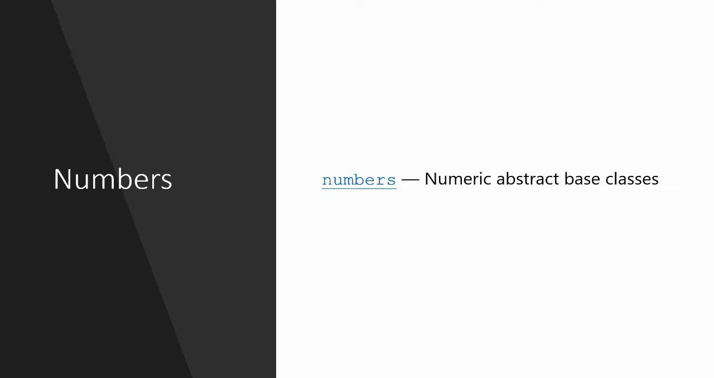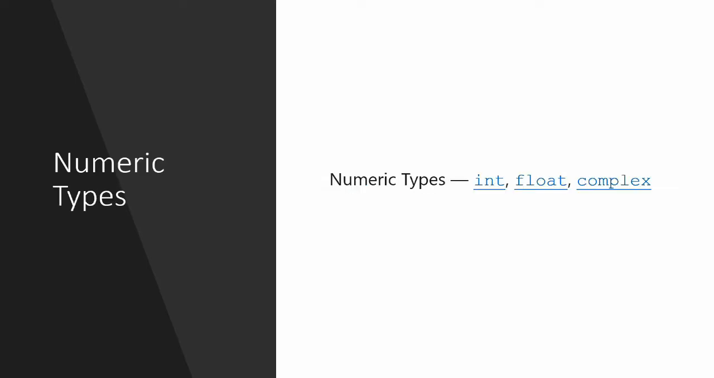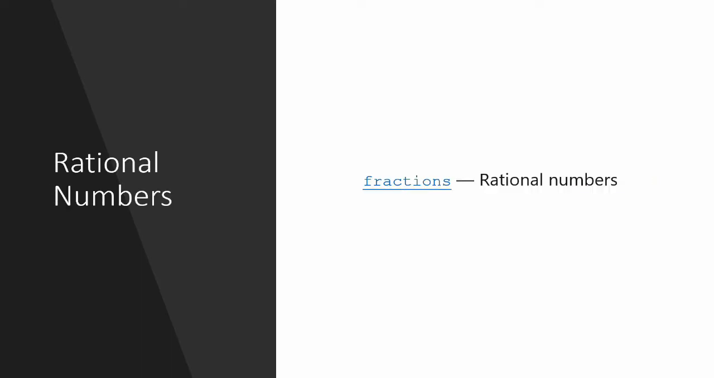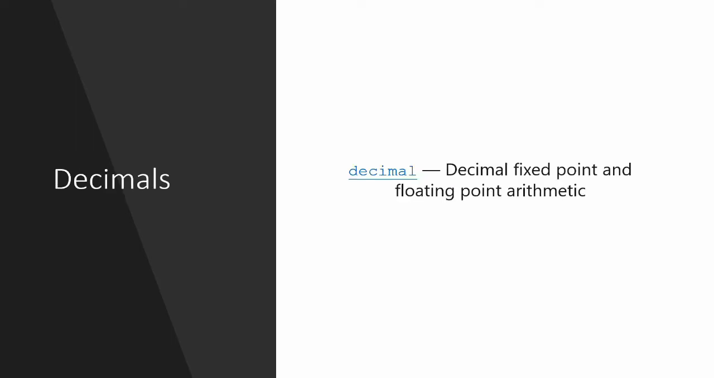And so if you ever want to create your own type of number, maybe you want to implement quaternions or octonions, then you derive them from the number class. We've also got the basic ones, so int, float, and complex. And these ones you don't have to import, they're just there already. And int and float are very common, but we'll have a look at complex. Fractions, which you can use to represent rational numbers, and decimal, which allows you to do fixed point and floating point arithmetic with decimal numbers rather than binary numbers.